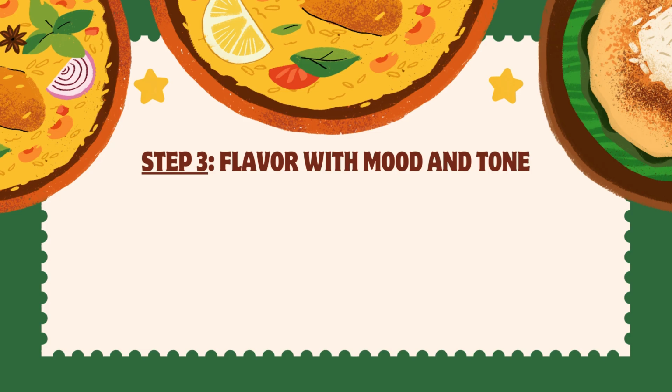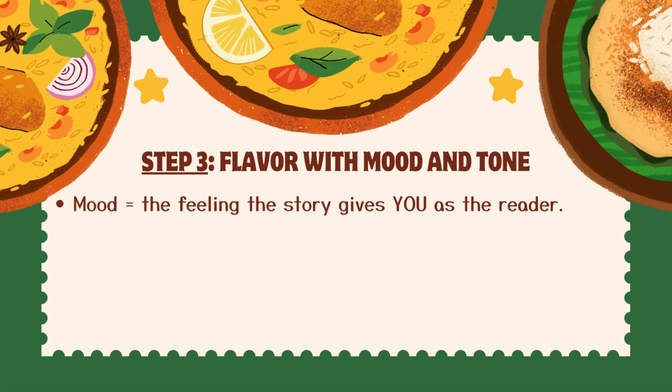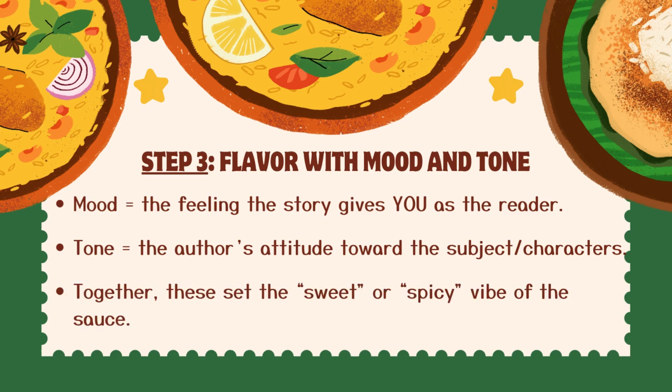On step 3, we'll flavor with mood and tone. We should be able to look back throughout what we've read and notice the feeling the story gave us as the readers along with the author's tone of voice when writing. Mood and tone are going to give us the sweet or spicy vibe of the sauce.